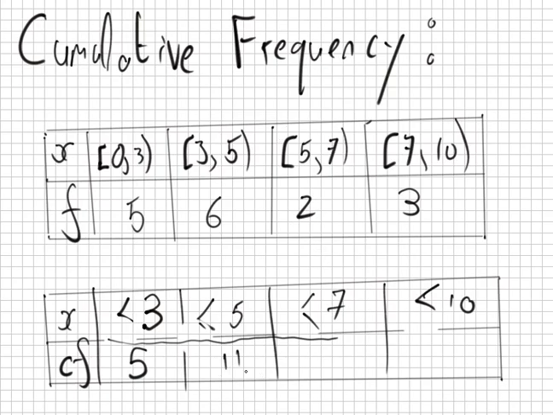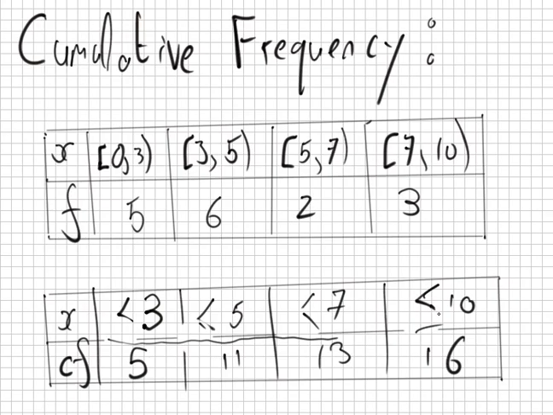11, 13, 16. So that's called cumulative frequency. Less than 3, less than 5, less than 7, less than 10. So I have 5 pieces of data less than 3. I have 11 pieces less than 5. I have 13 pieces less than 7. And I have 16 pieces of data less than 10.